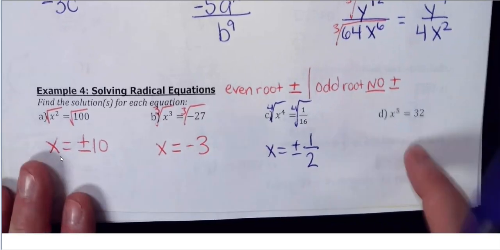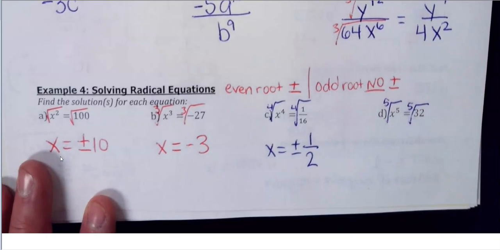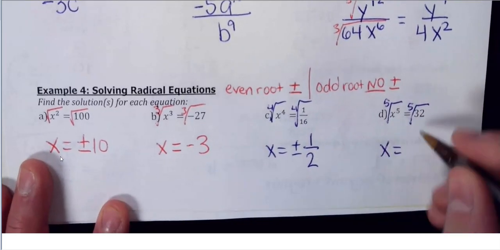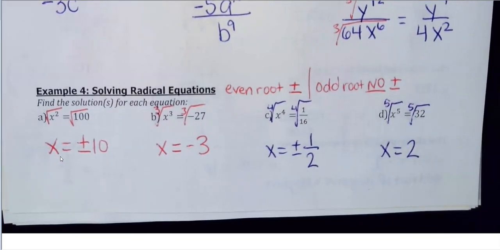And then this last one, this is like the 3rd root. If I do a 5th root, there's only 1 answer here. And the 5th root of 32 is 2. If you plugged in negative 2, it would actually spit out negative 32 if you took that to the 5th power. So it only has 1 answer for an odd root, 2 answers for an even root. Is anybody having a question?